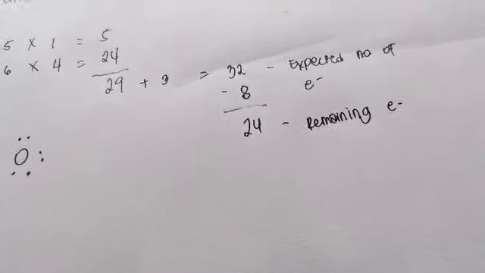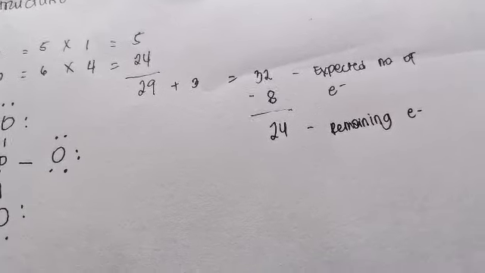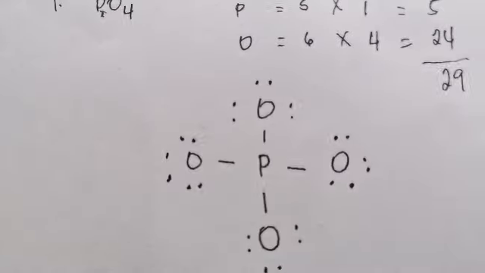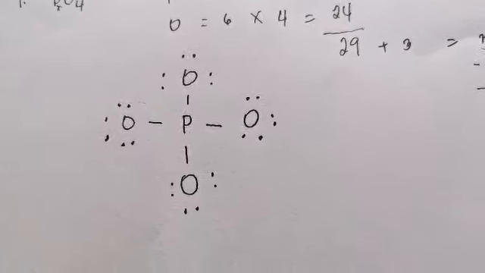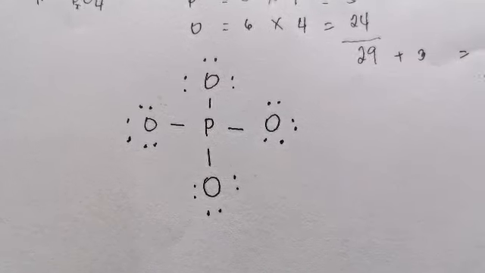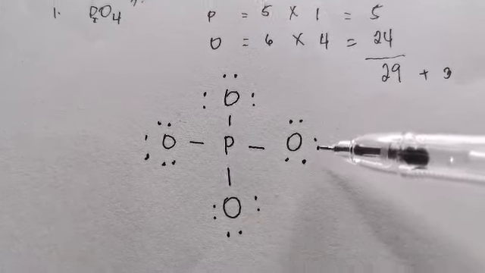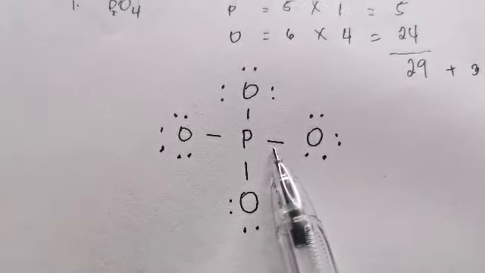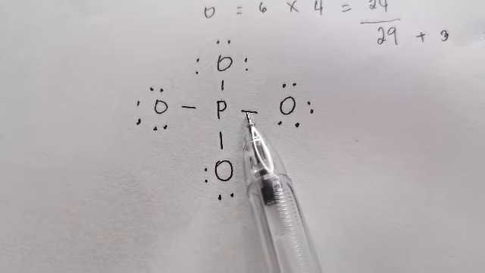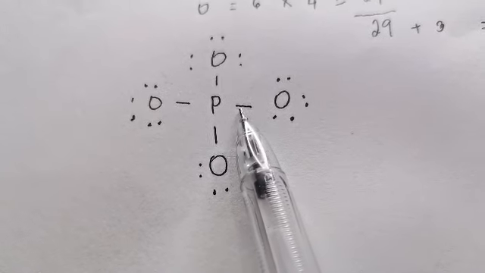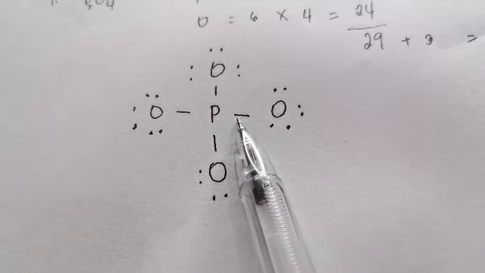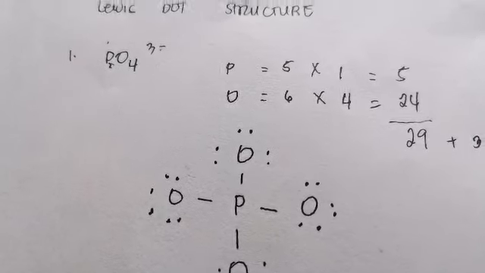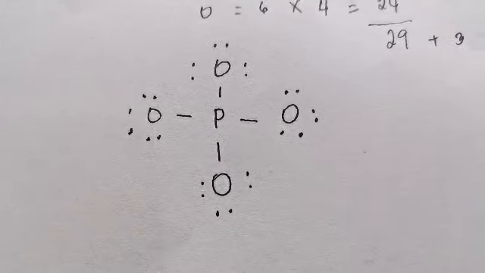Okay. Na-distribute na po natin yung remaining electrons. So, andito na po siya in the form of dots. Okay. Don't forget na itong dalawang dots na magkatabi ay tinatawag na lone pairs. Okay. At ito po na line ito ay tinatawag po yan na bond. Again, sa bawat bond po may dalawang electrons. Okay. So, you have there.